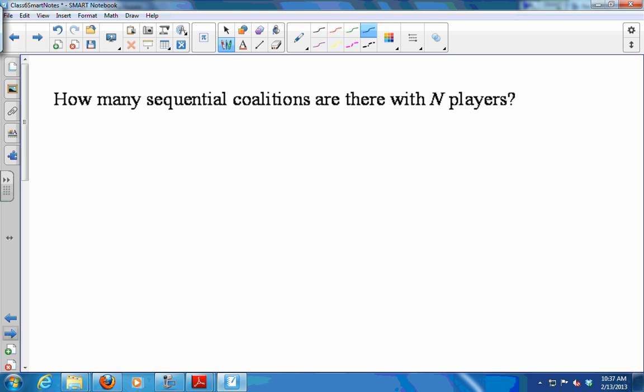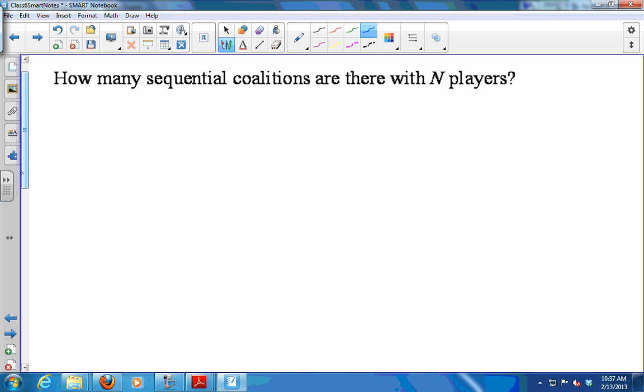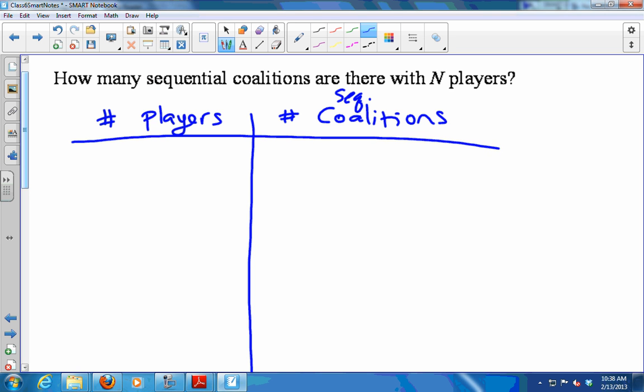All right, so the question is, how many sequential coalitions are there? We didn't have an easy way to figure out how many winning coalitions there were in the last one, but here we're going to see if we can come up with a way to figure out how many there are. So let's see, I'm going to make a little table here. Number of players, number of coalitions, number of sequential coalitions. Okay. So if you have one player, how many teams can you make? One. There's only one order, right?